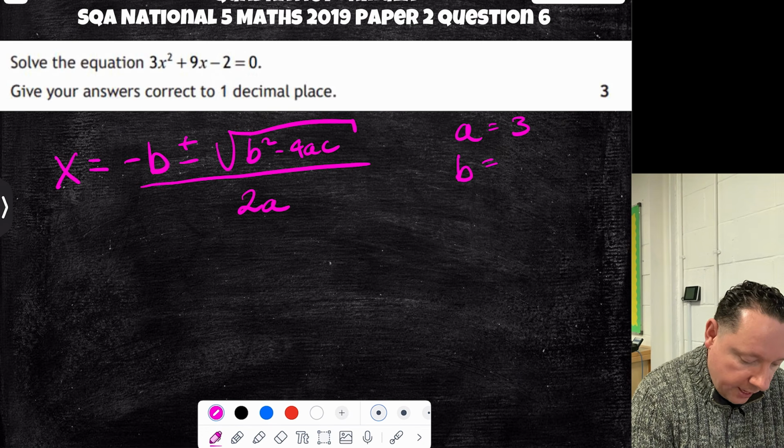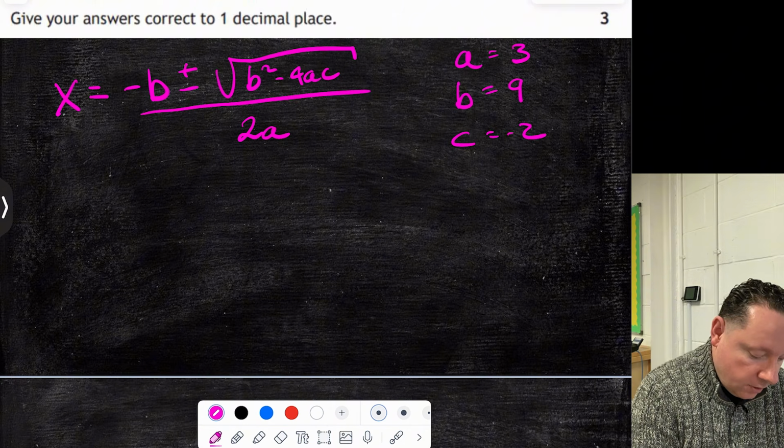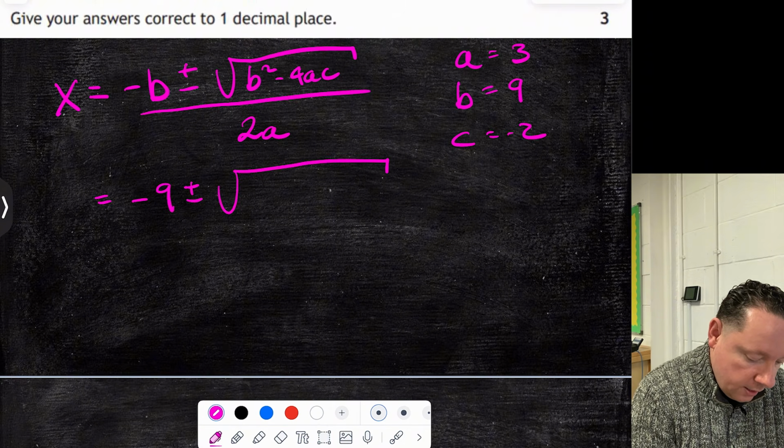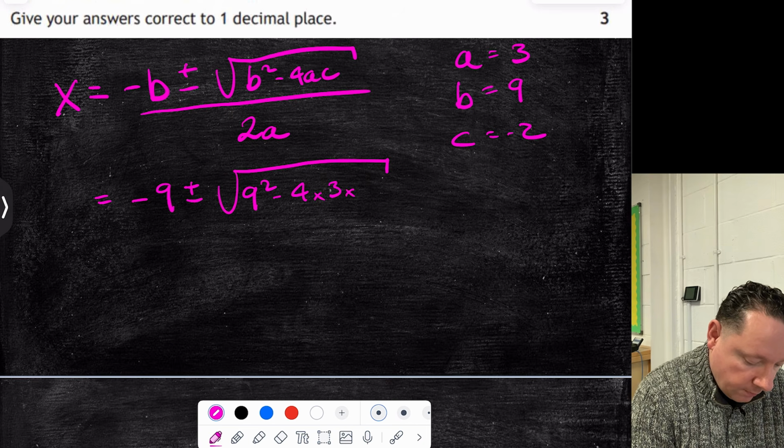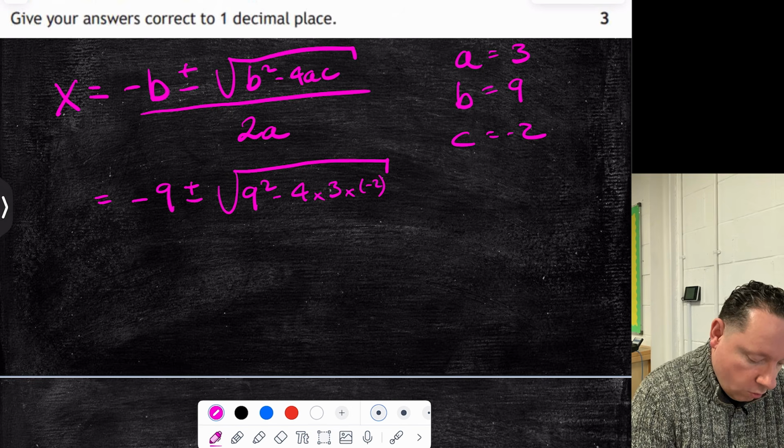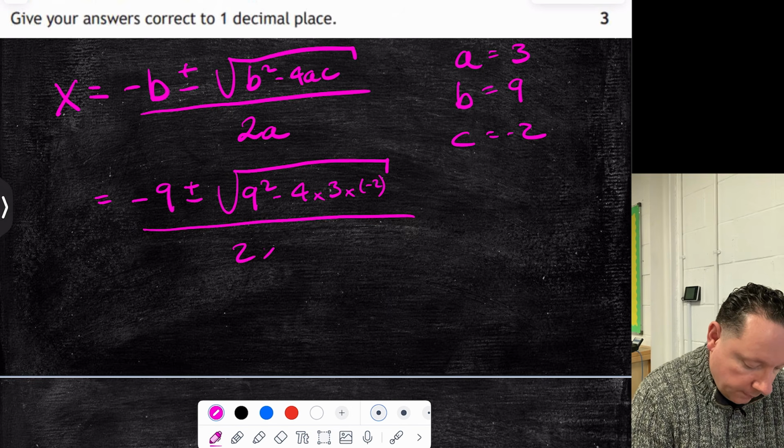b is the number in front of x, which is 9, and c is minus 2. So I need to substitute this in carefully. That's minus 9 plus or minus the square root of 9 squared minus 4 times 3 times minus 2, all over 2 times a, 2 times 3.